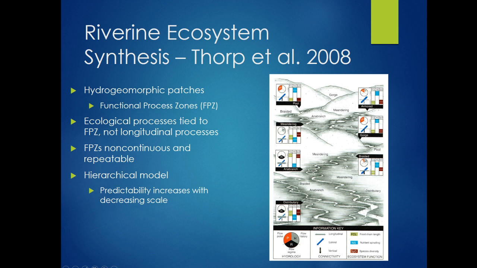And what we know is that ecological processes are tied to these patches rather than longitudinal processes, rather than just the ecology of similar places or close places being more similar than places far away. What we see is that if you have a braided system here and a braided system here, the ecologies are going to be very similar. You might have different species upstream than downstream, but the whole ecological processes themselves will stay the same.